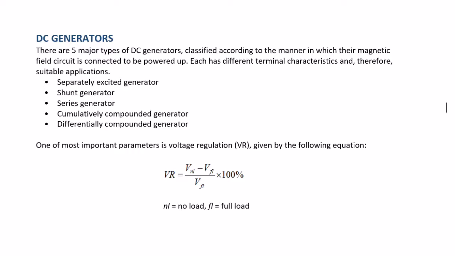These 5 major types are: first, separately excited generator, then shunt generators, series generators, cumulative compounded generator, and differentially compounded generators.